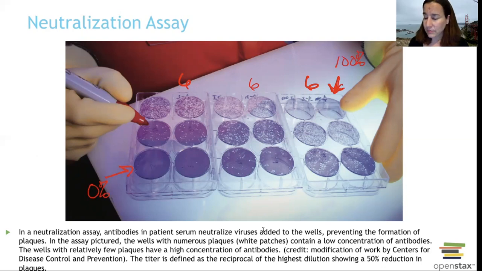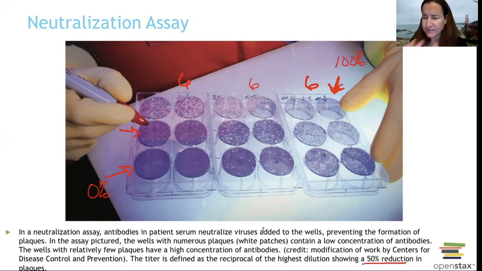And what we're looking for is what concentration is going to give us about a 50% reduction. We are looking for a 50% reduction in the plaques. So where it's about 50% purple and 50% plaques are showing, that's what we're looking for. So these guys right around here where they've got the Sharpie is sort of where we're looking at, somewhere around there.